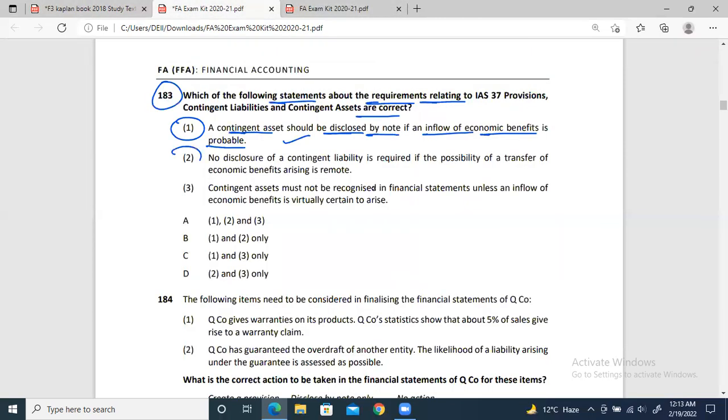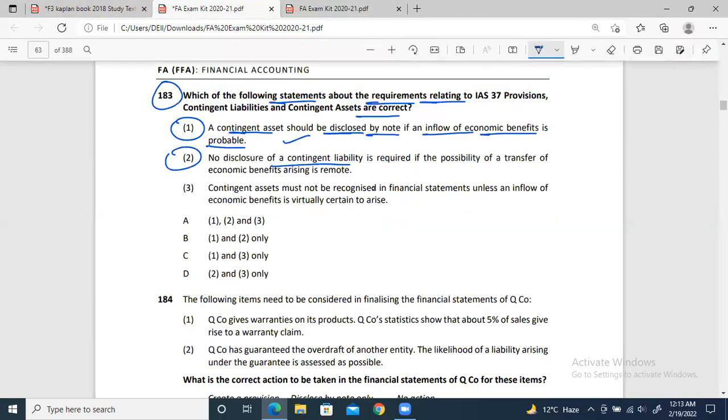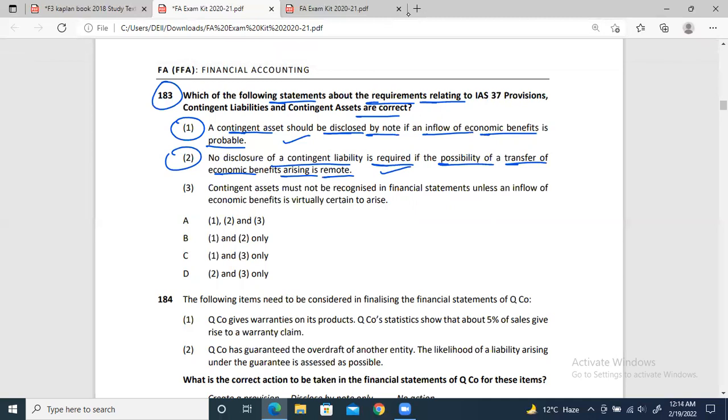Now, second thing, no disclosure of contingent liability is required if possibility of transfer of economic benefits is remote. Yes, it's correct. Because there is no disclosure, we just have to ignore both. If there is remote chances, we have to ignore the asset and ignore the liability. Okay. So this is correct.